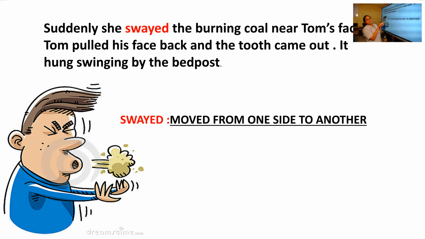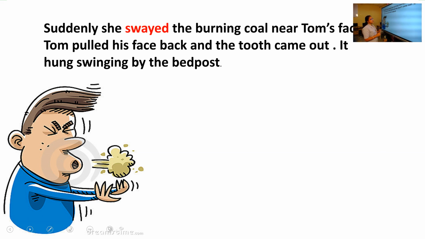Similarly, what did Tom do? Tom pulled his face back because it is hot. All of a sudden, it's a very spontaneous action. He just pulled his face back. And what happened after that? The tooth came out. It hung swinging by the bedpost.